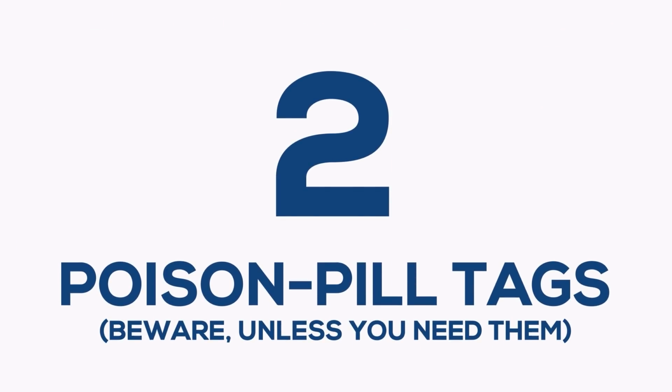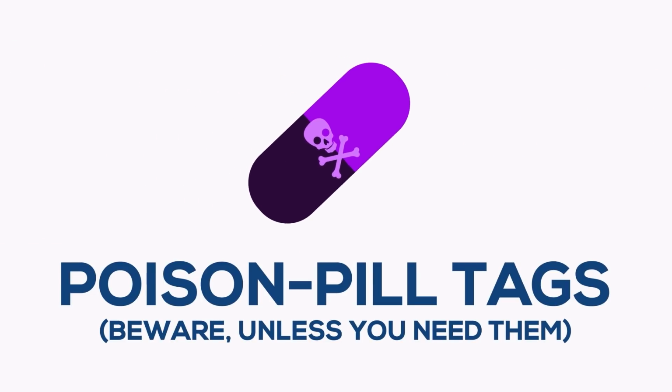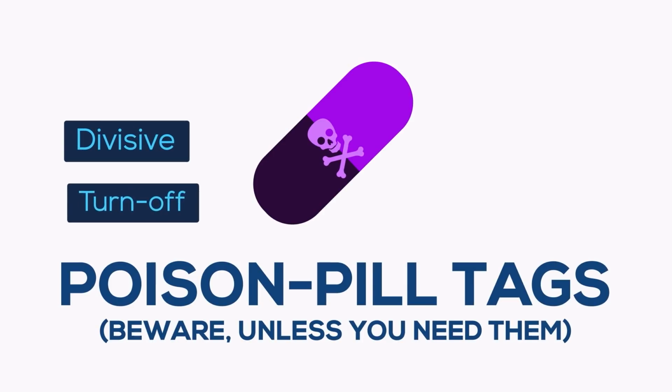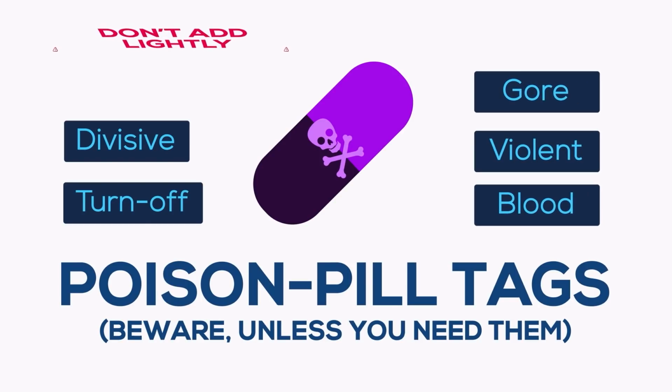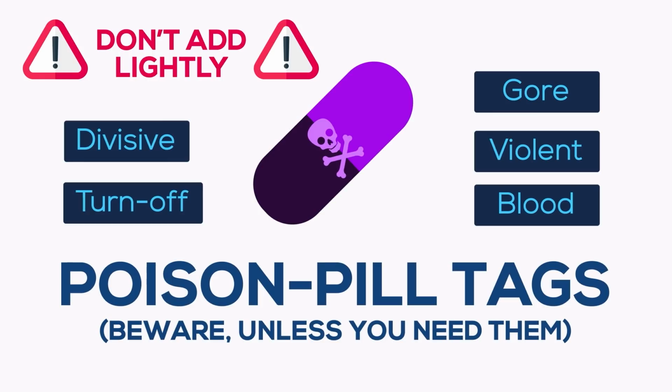Number 2. Another type of tag to avoid are what Chris refers to as poison pill tags. Poison pill tags are tags that are divisive and may turn people off from your game quickly. Some of these tags Chris mentions are gore, violent, and blood. These aren't tags you should add lightly. Only use these tags if they are the focus of your game.